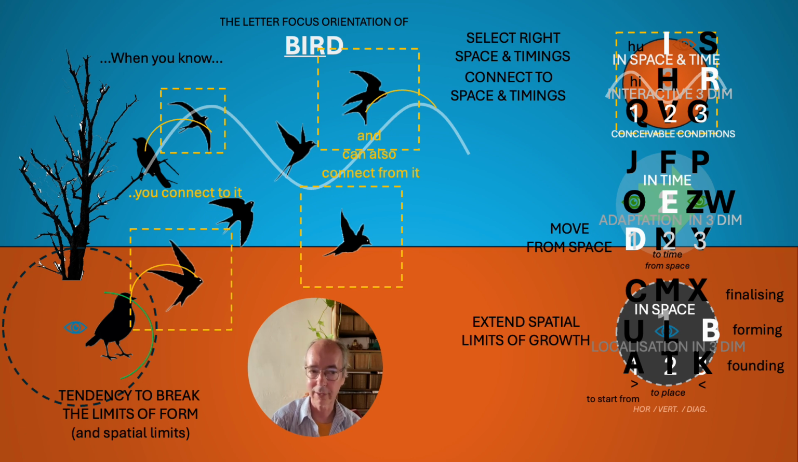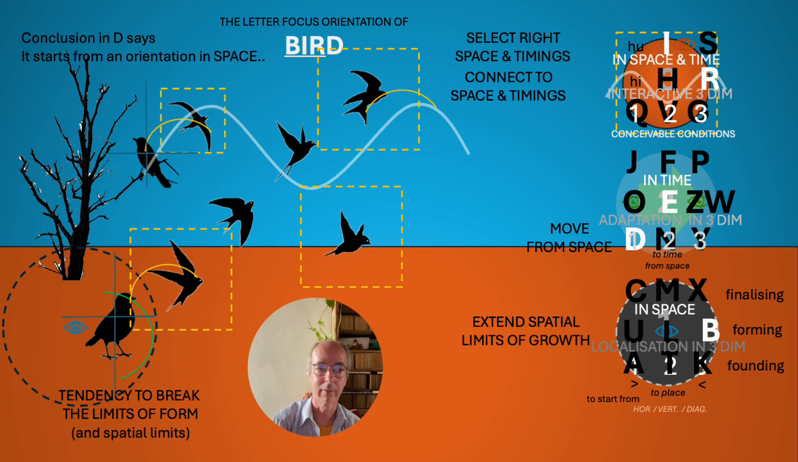What it will do next, the letter R says, okay, I will connect to it so that I can continue to do that. I connect to it, and at the same time, in this frame of where I find out where I have that possibility of change, I can also immediately connect from it. That's the letter R in that word bird.